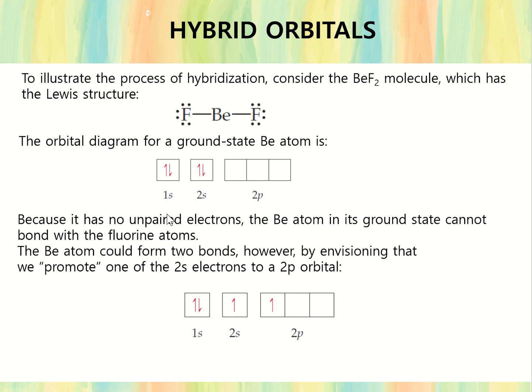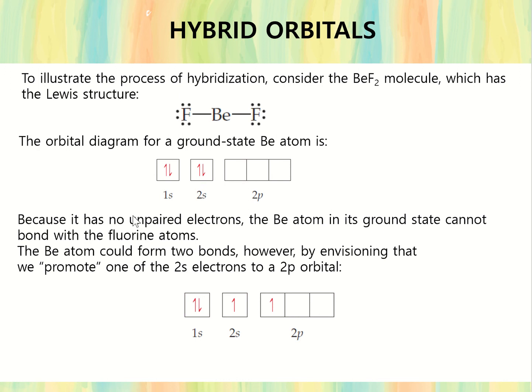So clearly we can see that it has no unpaired electrons. And so the beryllium atom in its ground state cannot bond with the fluorine atoms. There are no unpaired electrons. So the beryllium atom could form 2 bonds. However, by envisioning that we promote, or you might see the word excite, one of the 2s electrons to a 2p orbital. So here we have one of the 2s electrons being promoted to a 2p orbital.